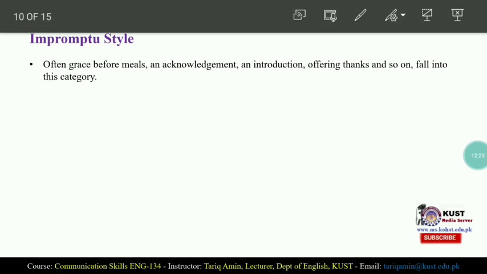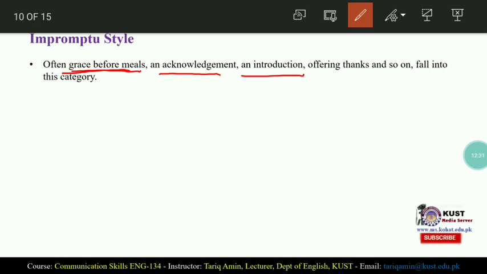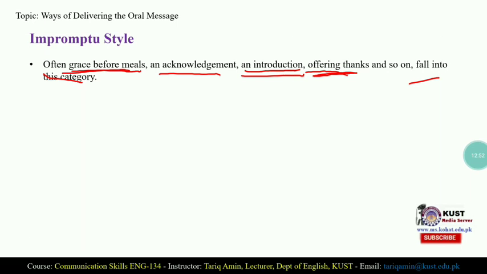Often grace before meals, an acknowledgement when you acknowledge something, an introduction when you introduce something or someone, offering thanks, and so on fall into this category. Offering thanks, etc., or in any introduction, or when you acknowledge something, acknowledge someone. These all things fall into this category, this impromptu style.